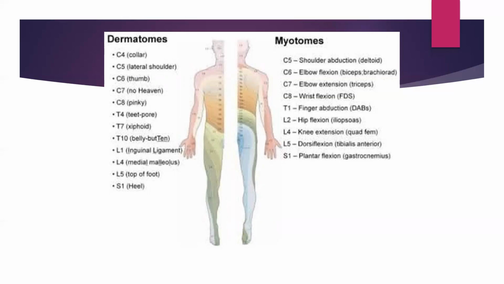The myotomes: C5, shoulder abduction; C6, elbow flexion; C7, elbow extension; C8, wrist flexion by flexor digitorum; T1 for the finger abduction; L2 for the hip flexion by iliopsoas; L4 for the knee extension by quadriceps femoris; L5 for the dorsiflexion, tibialis anterior; S1 for the plantar flexion at gastrocnemius.